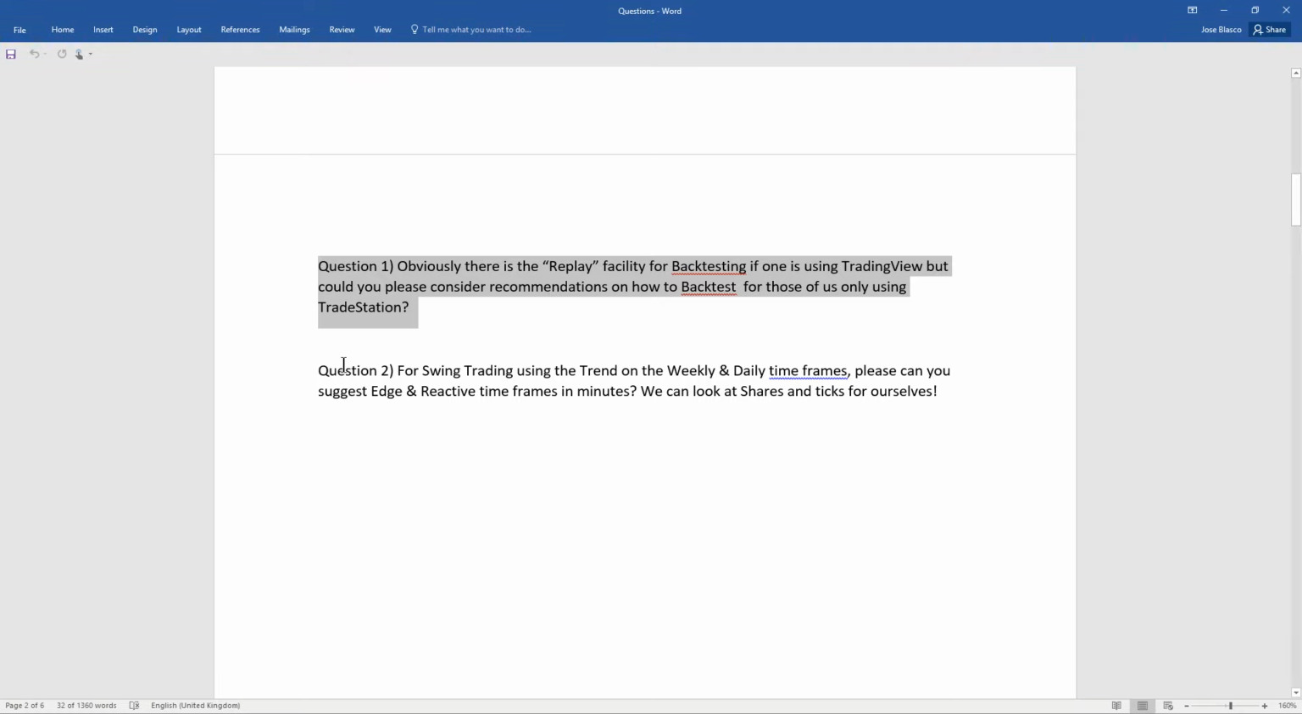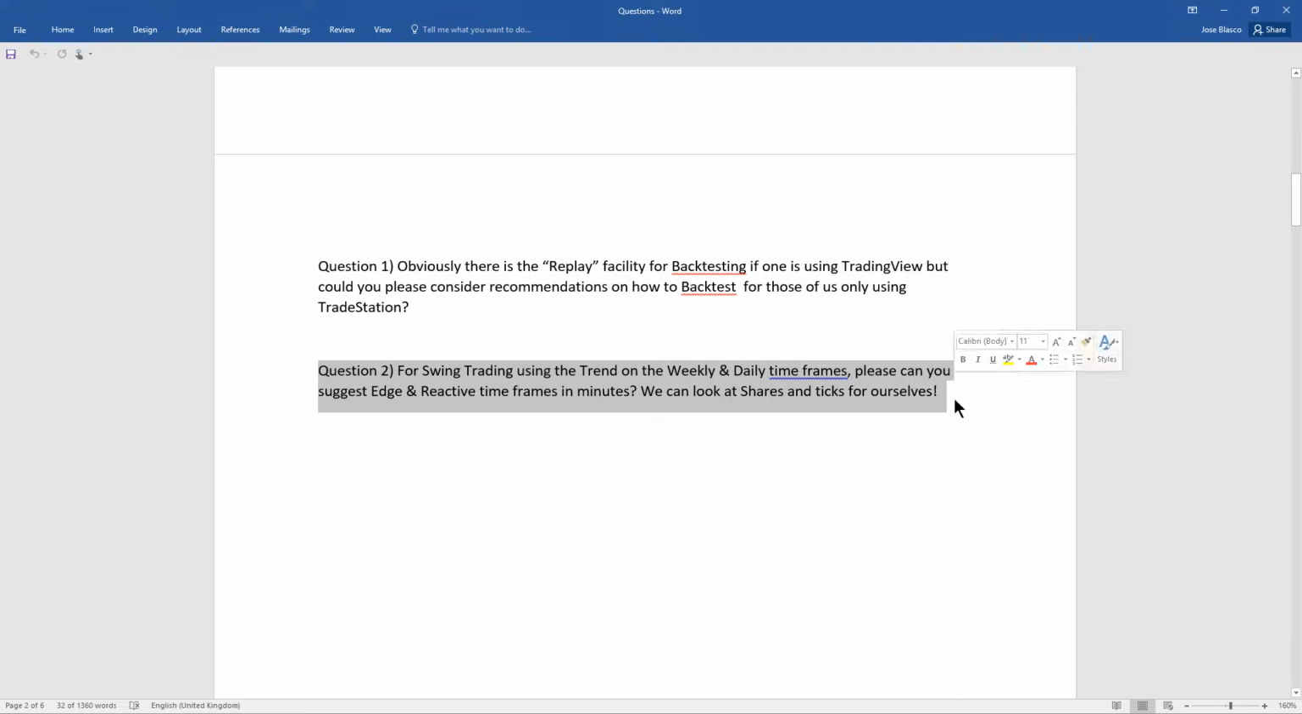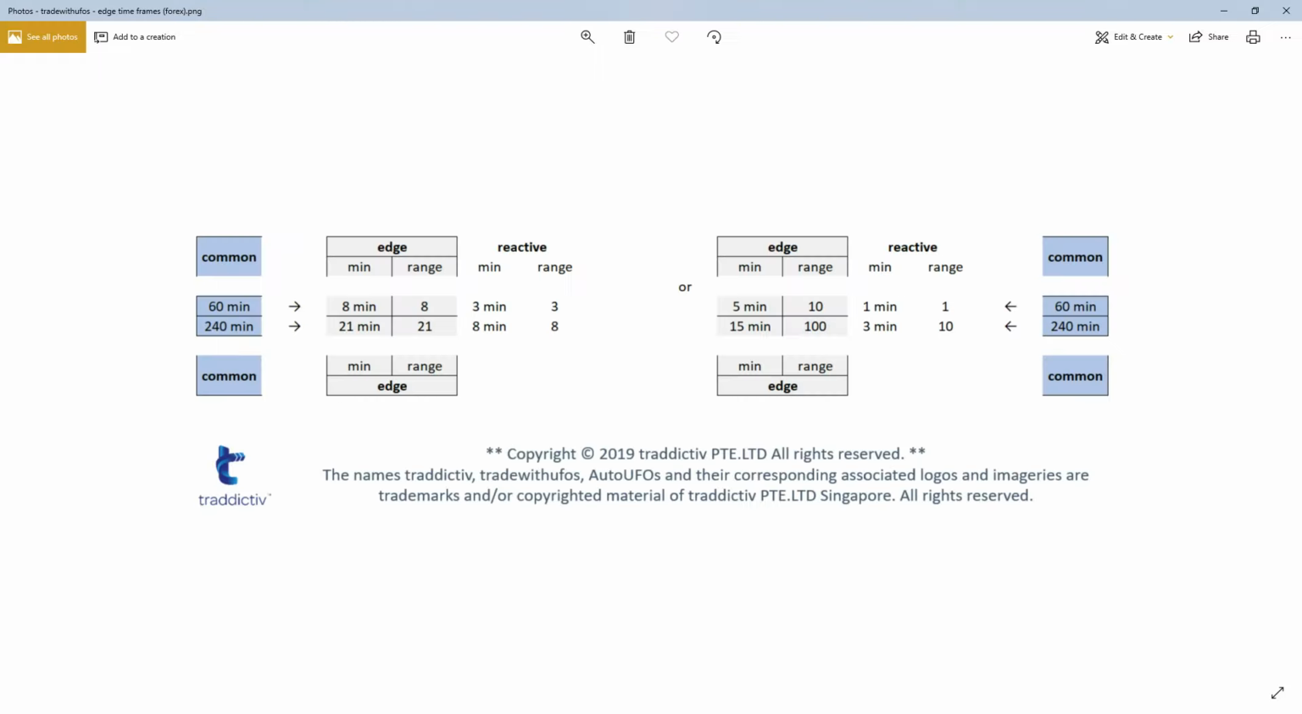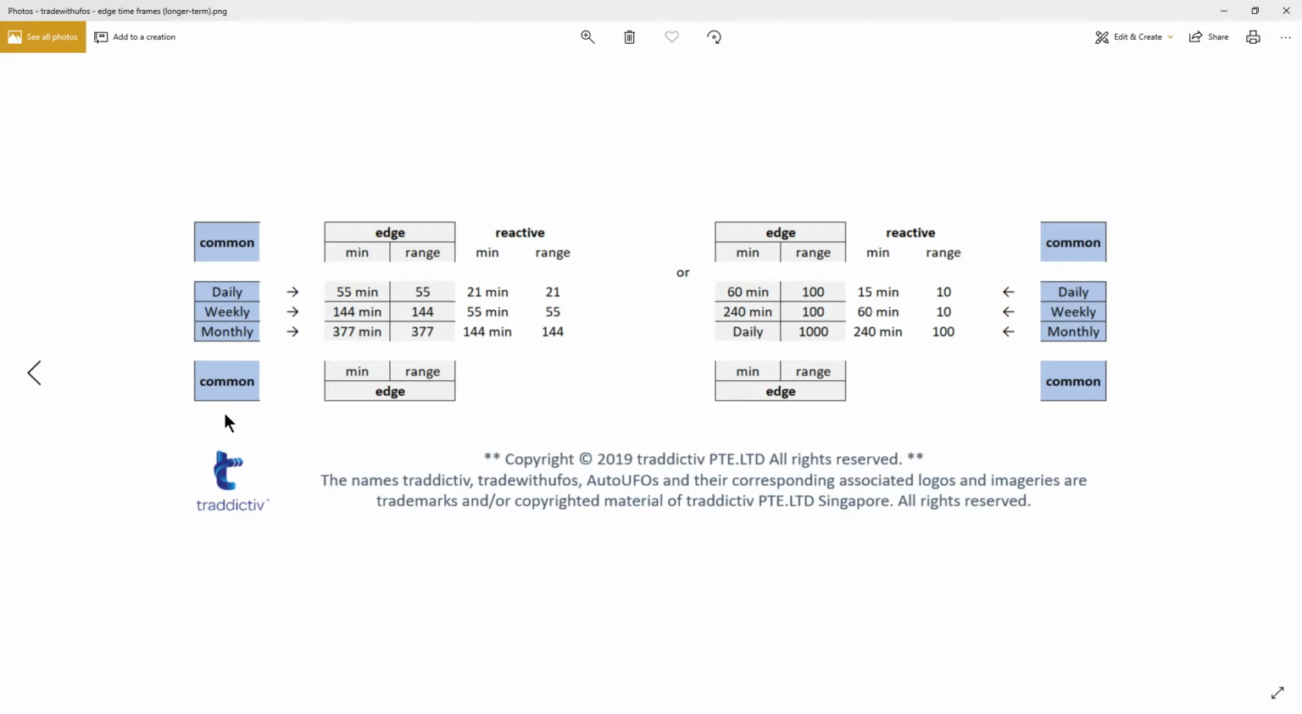So very good question. Question number two: for swing trading using the trend on the weekly and the daily time frame, can you suggest edge and reactive time frames in minutes? We can look at shares and ticks for ourselves. Good. Actually, not that one. Oh, wait a minute, it seems that I have closed that file by mistake. Here we go. This will be the answer.